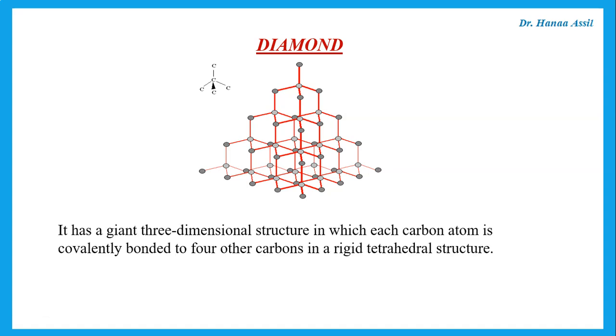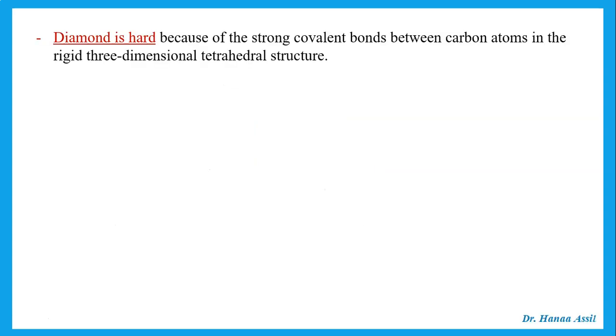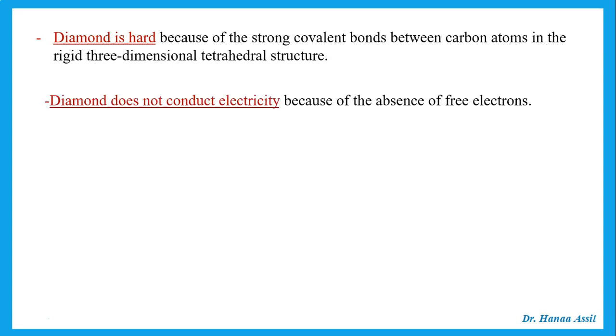So diamond, for example, you should know it's giant, 3-dimensional, in which each carbon atom is covalently bonded to how many? To 4 other carbon atoms in a rigid tetrahedral structure. So diamond is hard. And why is it hard? Because of the strong covalent bonds between the carbon atoms in the rigid 3-dimensional tetrahedral structure.